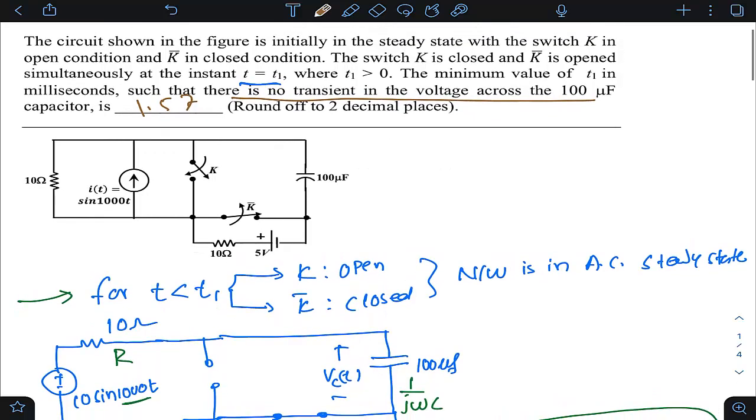So, to summarize what I did in this problem: first, you should not be in the mindset that the switching is happening at t equal to 0, the way it happens in most cases. That is the main point. The switching should happen at an instant t1 such that there is no transient in this capacitor voltage beyond that.